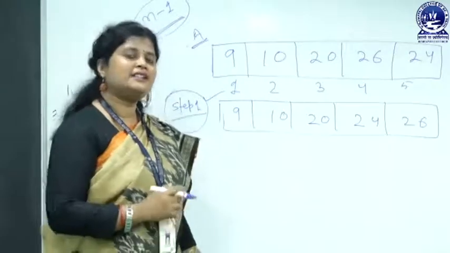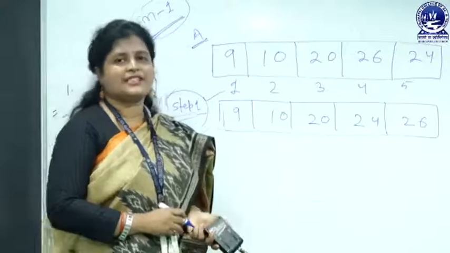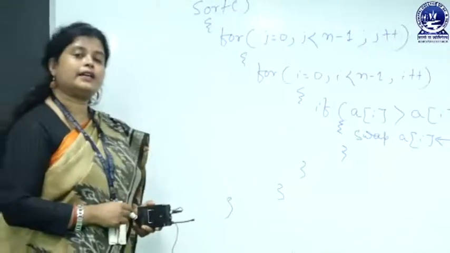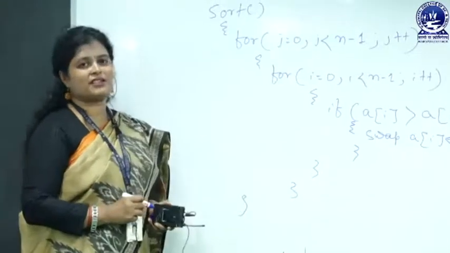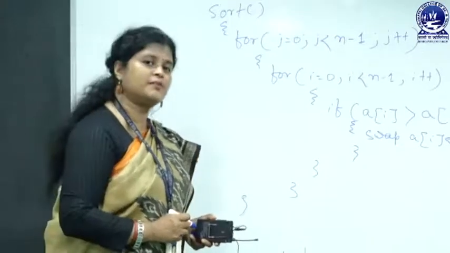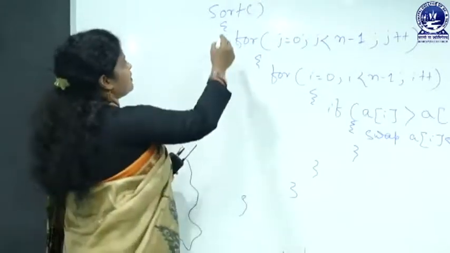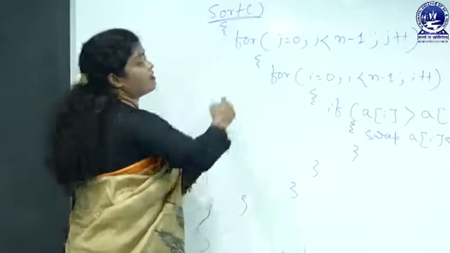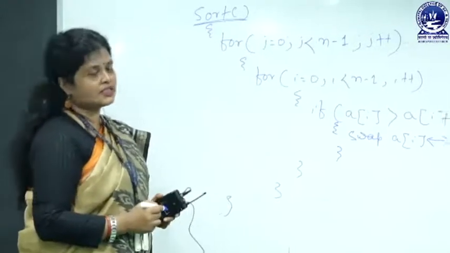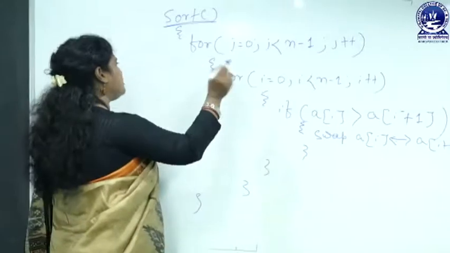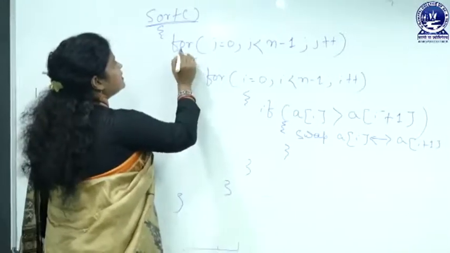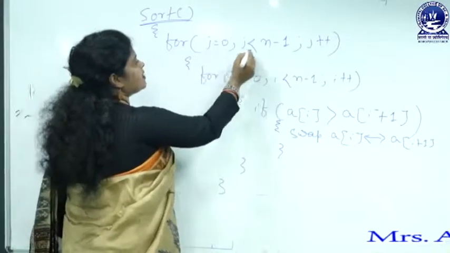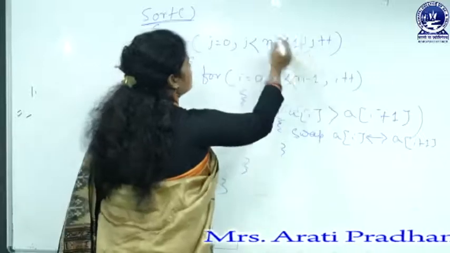Now I am writing the algorithm so that it will be easy for you to understand. Here I have written the comparison sort algorithm in a very simple approach. Okay, let us start explaining. Here I have used the sort algorithm name, method name, that is sort, procedure name, whatever you may want to say. Then for j equal to 0, j less than n minus 1, j plus plus.